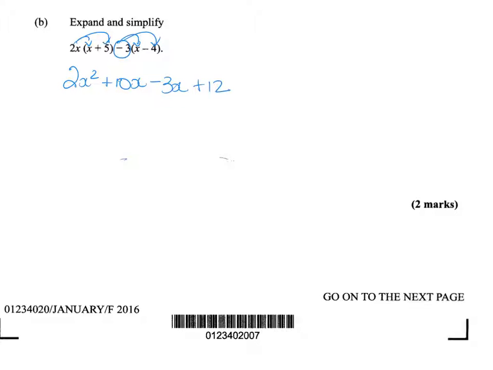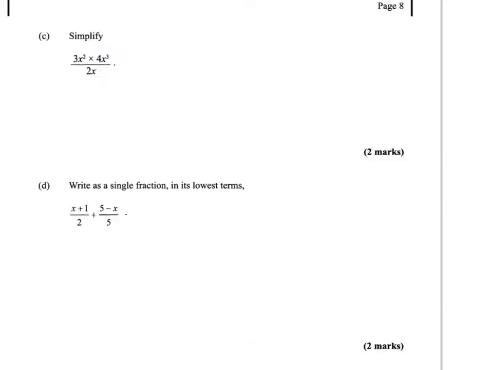And then we add the like terms, and these are the only like terms here. So we'll get 2x squared plus 7x plus 12. And that's it. We've completed it for 2 full marks.